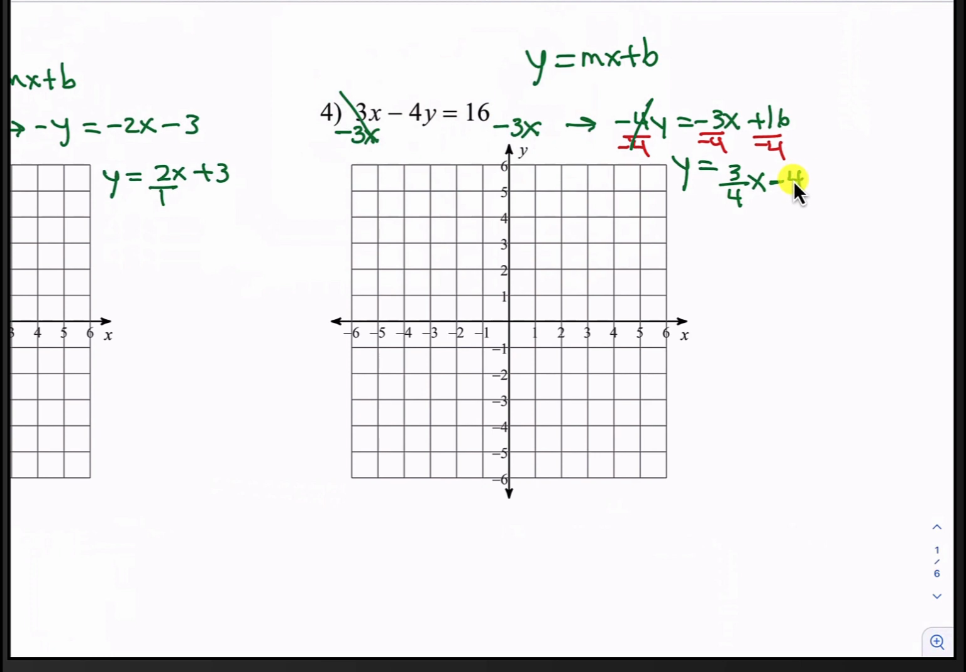Our y-intercept is negative 4, and that would go here on the y-axis. Since our slope is 3/4, we start here and go up 3 blocks, 1, 2, 3, and then over to the right 4, 1, 2, 3, 4. And this is where our second point is. Connect these 2 points with a straight line.